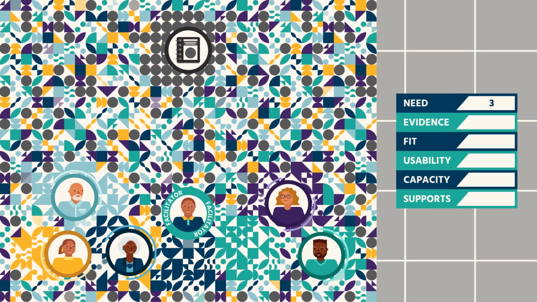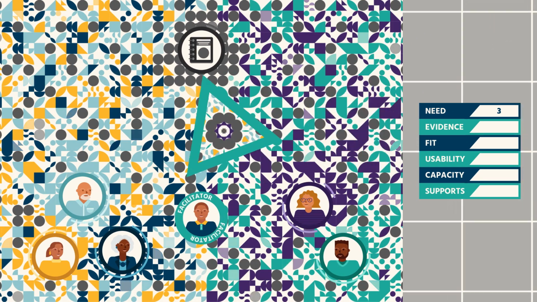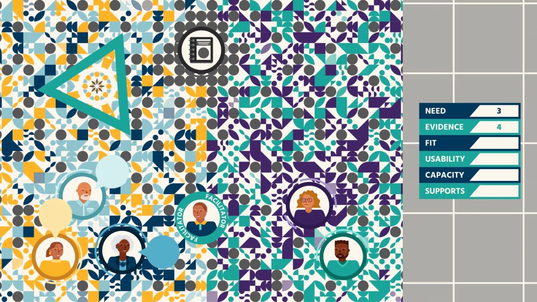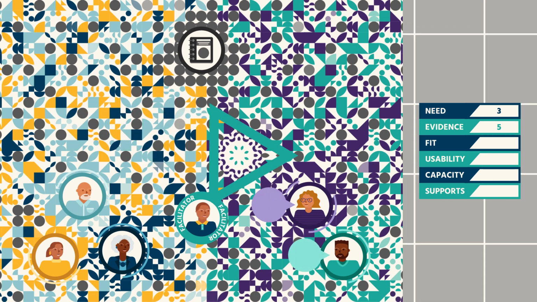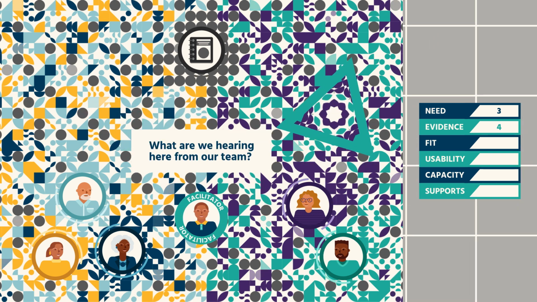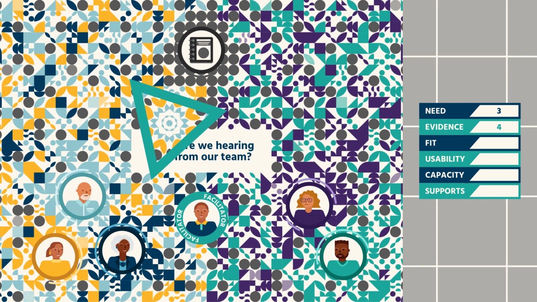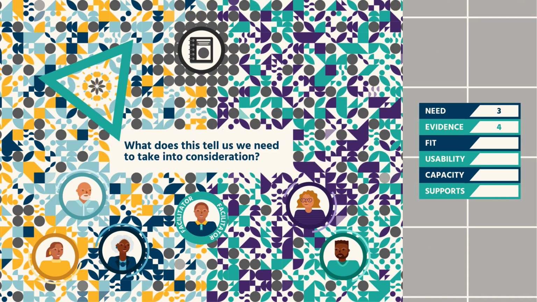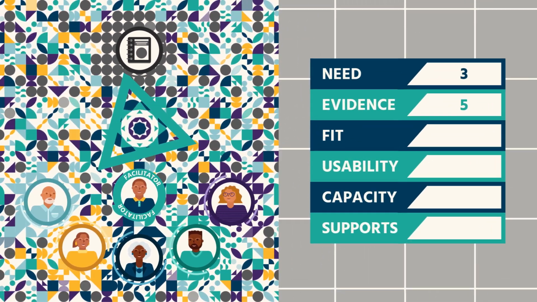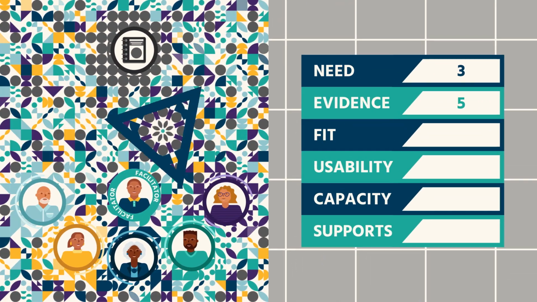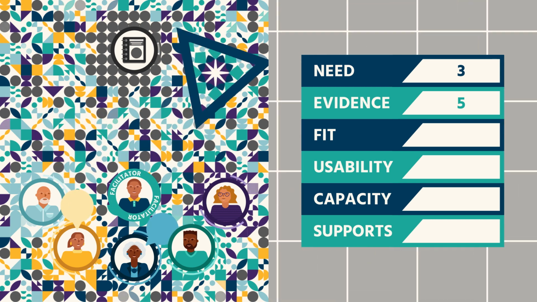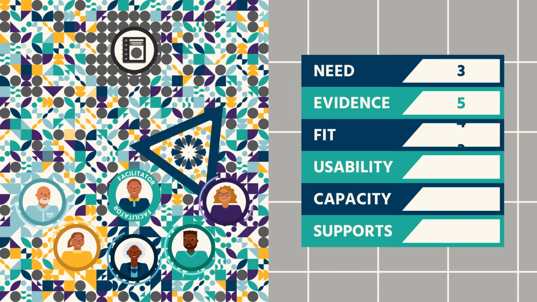If your team encounters a disagreement about how to rate a specific indicator, keep in mind that it's not all about the scores. It's about sparking conversations to gain insights into your team's perspectives. Now, you might consider asking questions like, what are we hearing here from our team? Or what does this tell us that we need to take into consideration? Each question and the discussions that emerge from them will help you see new perspectives relating to the materials and consider if there are adjustments that can be made to implement them successfully.